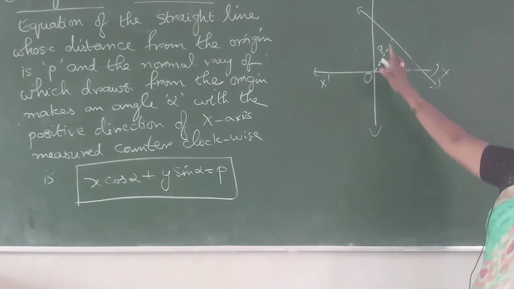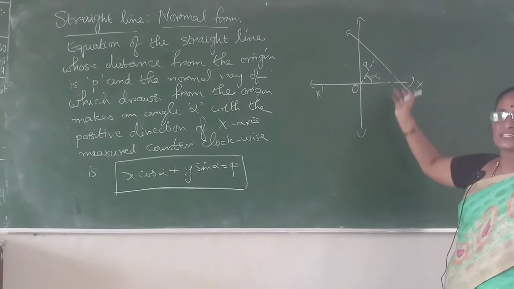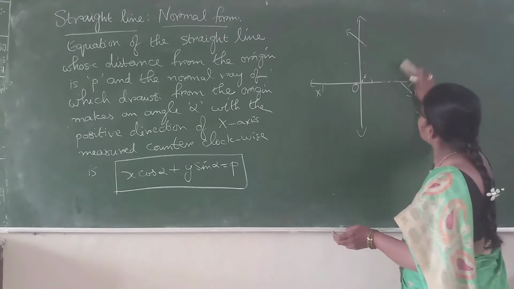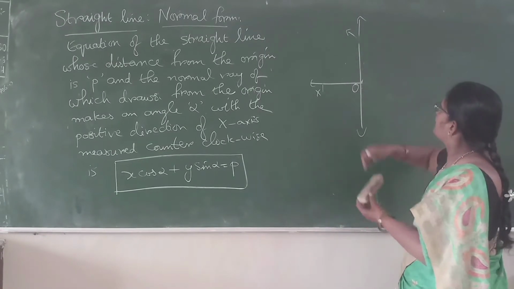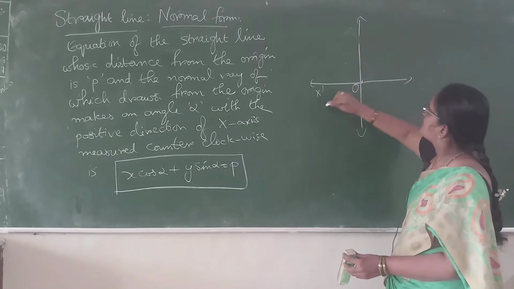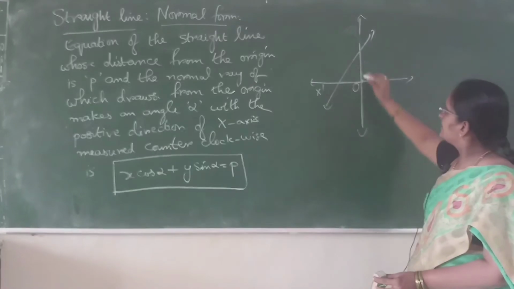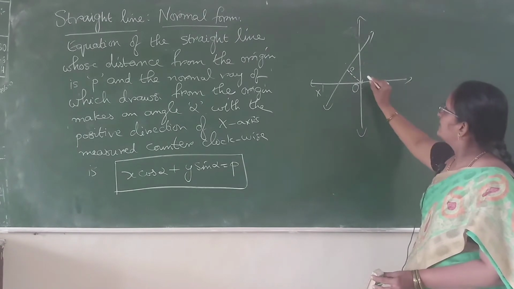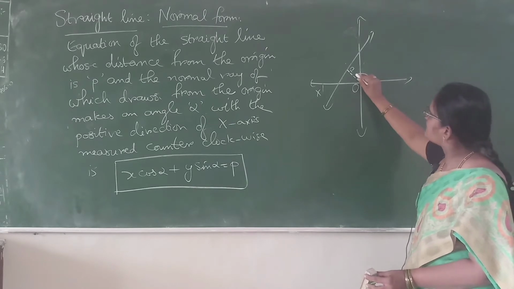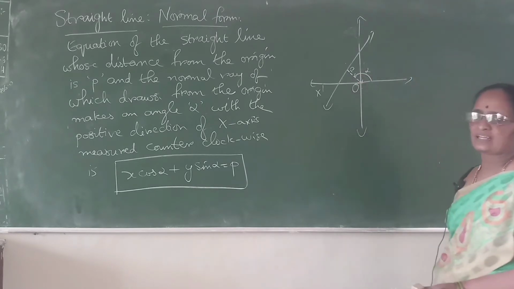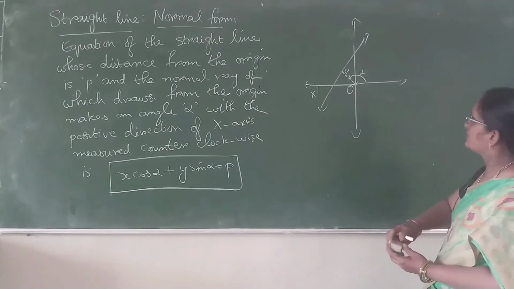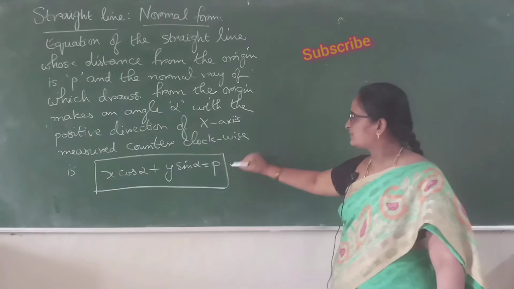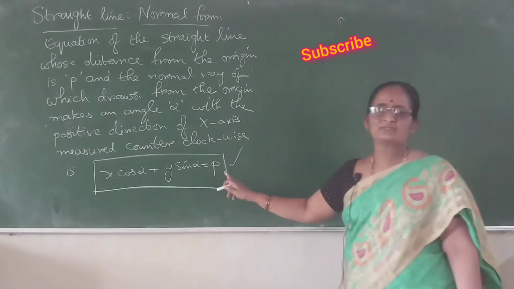You may ask, is the straight line only in this direction? No, the direction can also be changed. That means, if you consider here, suppose this is your straight line, then the normal will be drawn from here. This will be p. Then the angle will be from here like this. This is considered as alpha. So like this we can draw it. So this is the normal form of the straight line which you have to remember, that is x cos alpha plus y sin alpha equal to p.